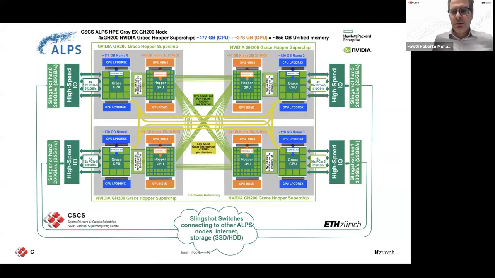Here is the overview of a single node of the main cluster. These are 4 NVIDIA Grace Hopper with a quick interconnect between both the Hopper part and the Grace, and 4 Slingshot cards to connect to all the rest, internet, storage, and so on.